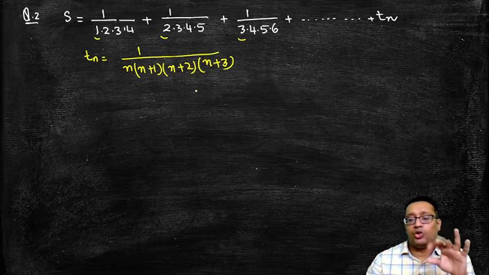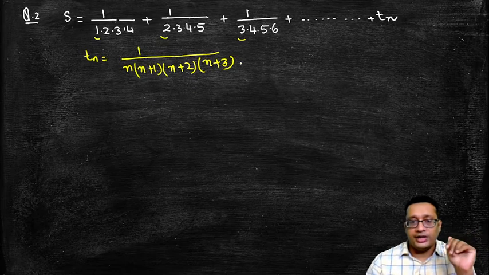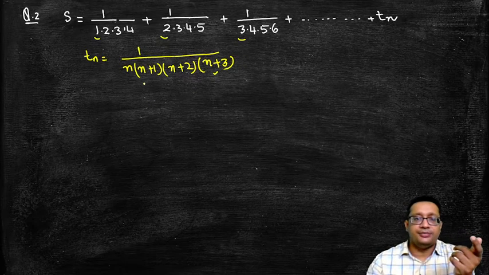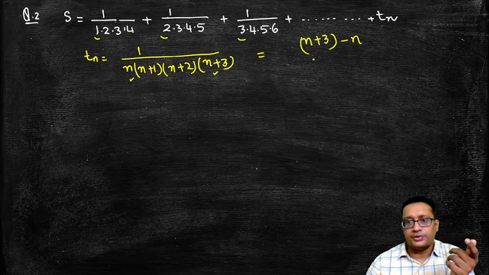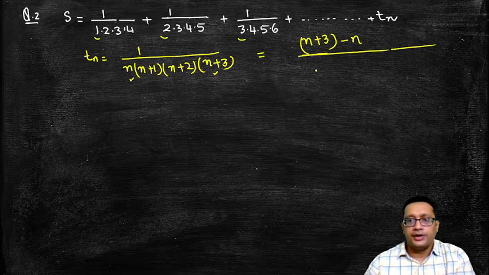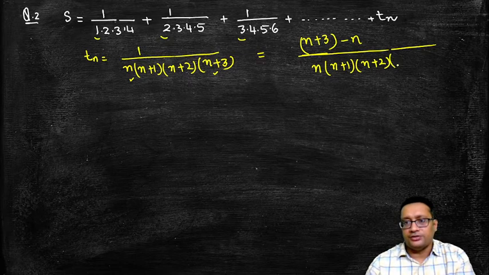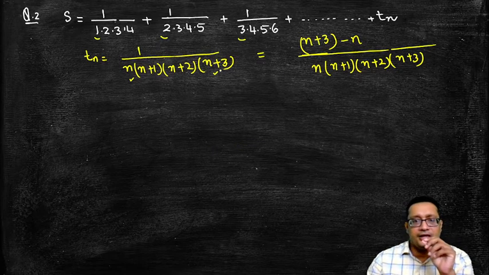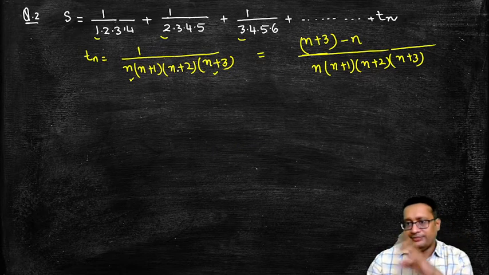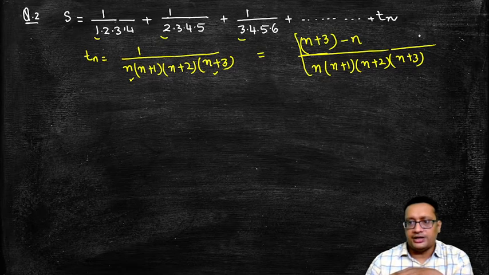Now again I want to write this as a difference. So again the maximum value is n plus 3 and the minimum value is n. See here, I am writing n plus 3 minus n divided by n, n plus 1, n plus 2 and n plus 3. In the numerator I have written the highest value n plus 3 and lowest value n. By doing this the numerator I am getting is 3, but initially I have 1, so I am dividing by 3.